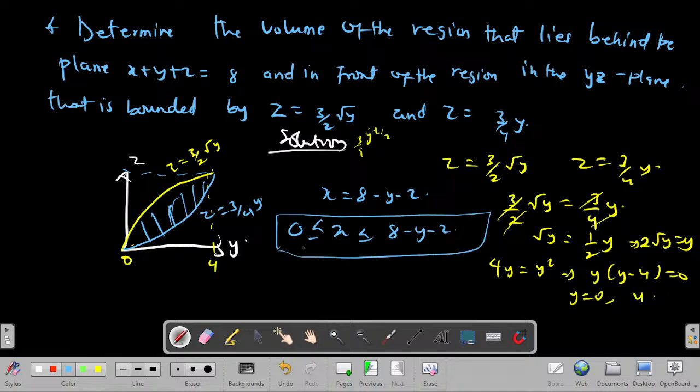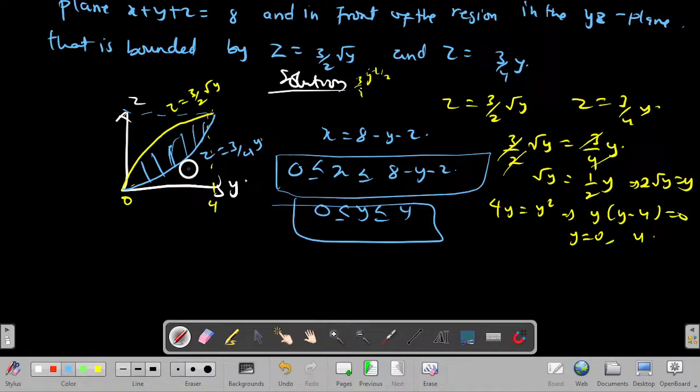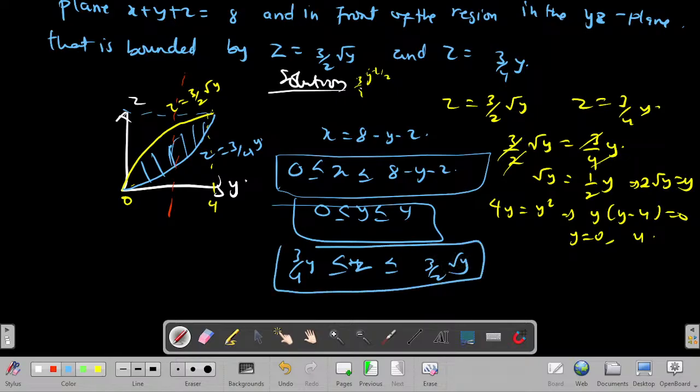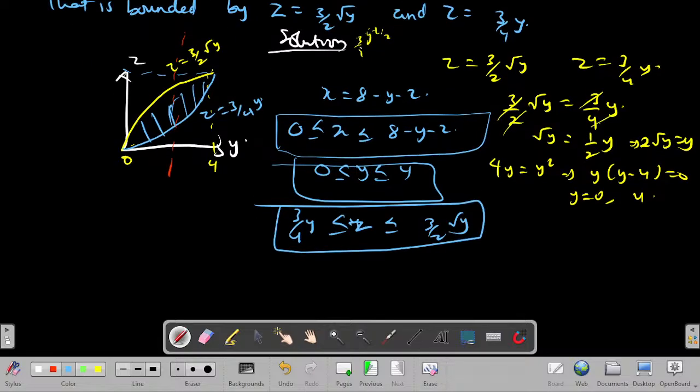What will be the boundaries for y? The boundaries of y is simply from 0 to 4. So y is greater than or equal to 0. Finally, the boundary for z, from the smallest function to the largest. How did I get that? I got that by simply cutting through. So if I cut through with a value of y, you realize that I'll hit this function before this. Therefore, I can say that I'll have z be greater than or equal to 3 over 4y and less than or equal to 3 over 2 root y. And this gives me my boundary points for my whole integration, and that is it.